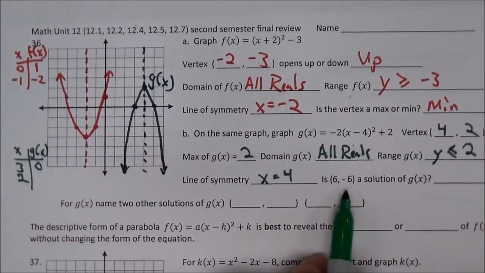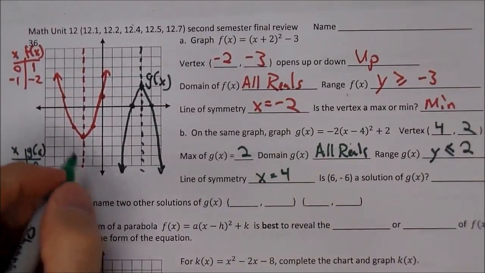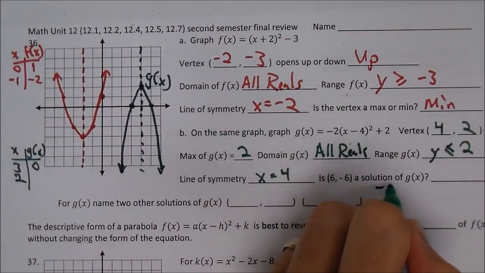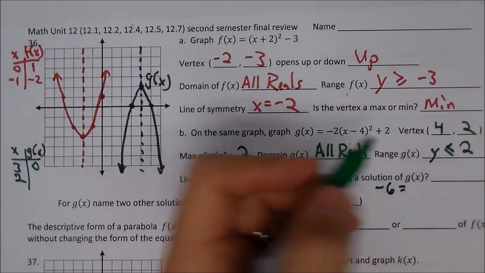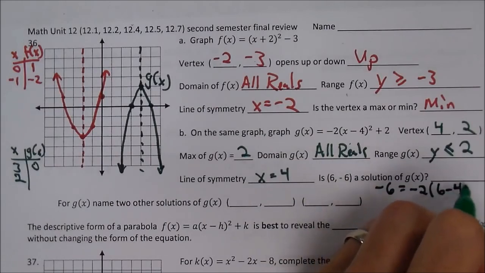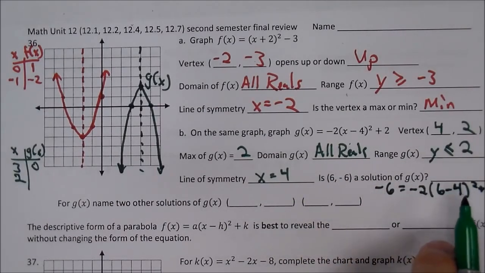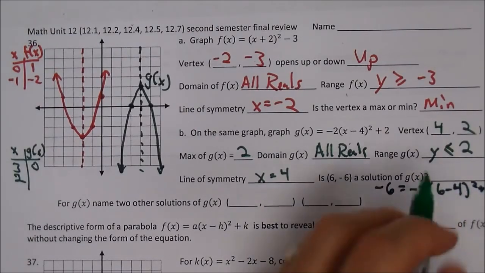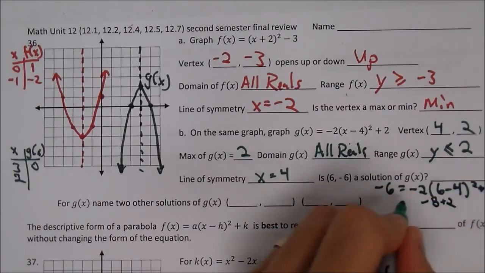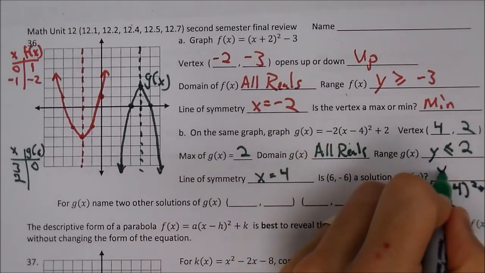Okay. If we want to check if negative 6 is a solution, all that means is we're going to plug it into our equation and see if that works. So negative 6 would be our y value, or g of x. Negative 2 times (6 minus 4) squared plus 2. So all of this has to come out to be negative 6. Well, 6 minus 4 is 2. 2 squared is 4. 4 times negative 2 is negative 8 plus 2. And it looks like that comes out to be negative 6, so it matches, so we'll say yes.